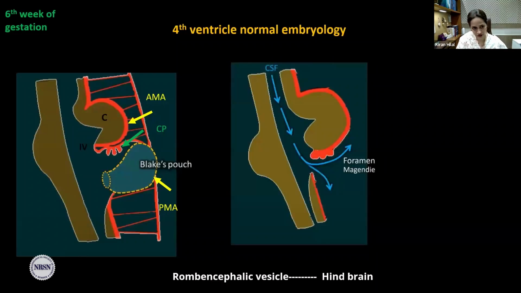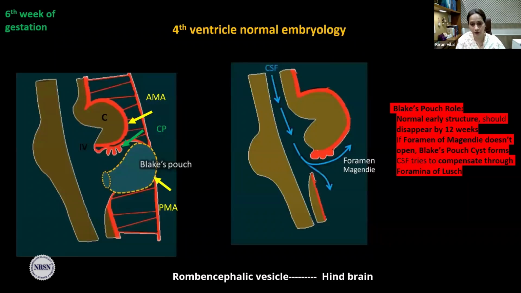Before 12 weeks of gestation, a small hole starts appearing within this Blake pouch, showing fenestration. As soon as it shows the fenestration, the Blake pouch disappears. This foramen, or hole, after which the Blake pouch disappears, is the foramen of Magendie. As soon as the foramen of Magendie is formed, the Blake pouch disappears by the 12th week of gestation, and you see free flow of CSF through the foramen of Magendie. Before that, the CSF flow occurred through the foramina of Luschka, which are the lateral foramina.